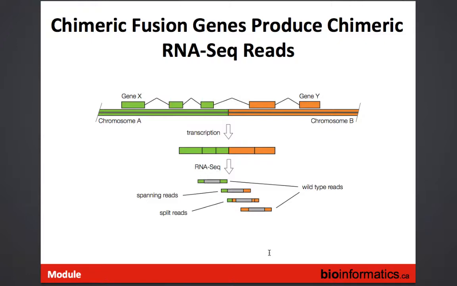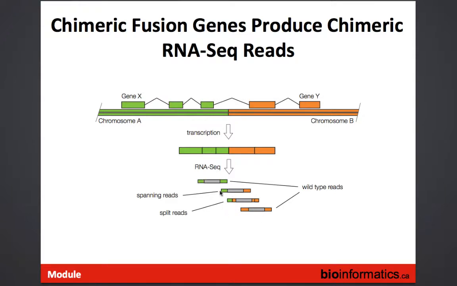Okay, so what does it look like when we sequence a gene fusion with RNA sequencing? Well, at the top here we have our gene fusion, which is a fusion resulting from a translocation between chromosome A and B here, and it results in a fusion transcript that's annotated on the top, where we have three exons of gene X and two exons of gene Y. This is transcribed into this messenger RNA, and then from that we get a number of RNA-seq paired end reads.